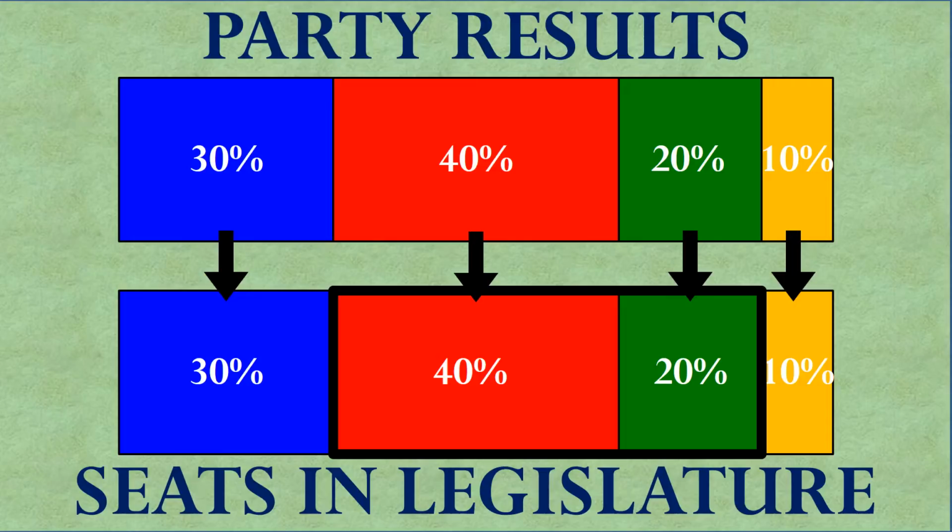So what happens, though, is once they get elected and the seats are divided up, oftentimes there will not actually be a majority in the legislature. In our example here, the party with the most seats in the legislature only has 40. So they can't really control what happens.